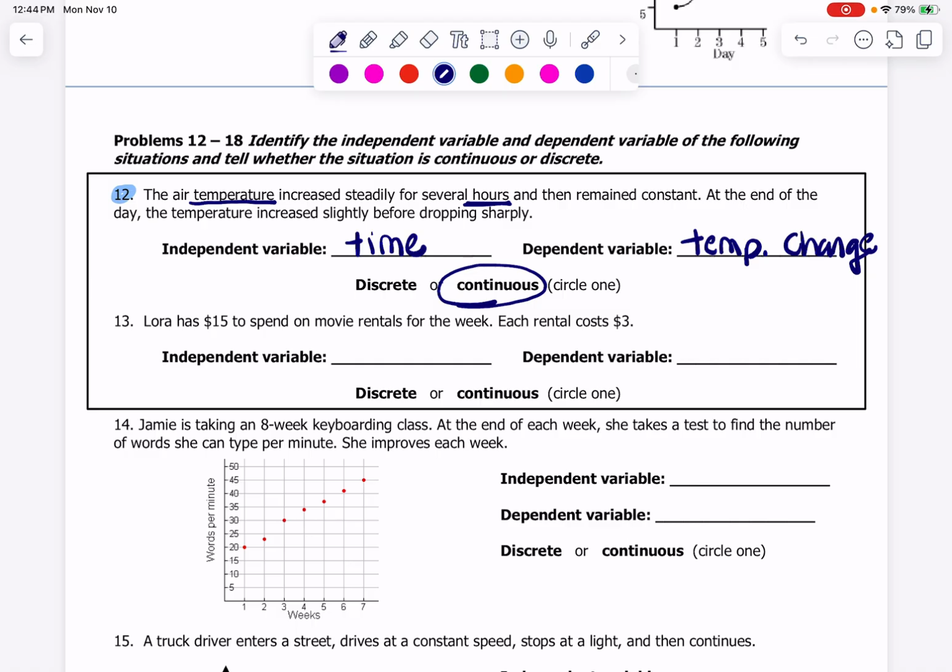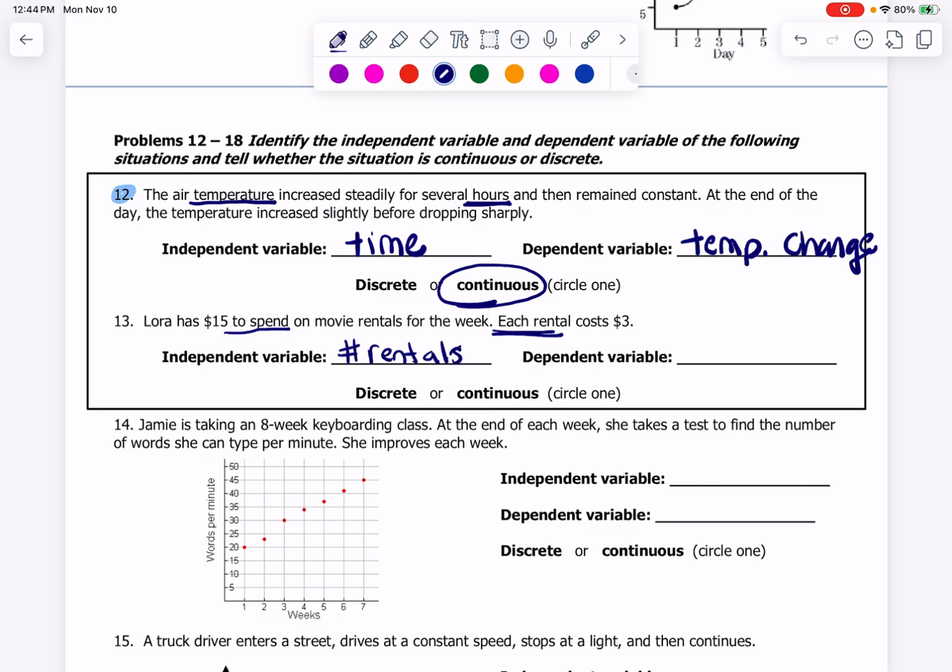Okay, let's look at my variables down here. I have $15 to spend on a movie, so money to spend. Each rental costs, so I have each rental, the number of rentals that I can buy. All right, so let's think. What do I get to decide? I don't get to decide how much money they're going to charge me. I can decide how much money I can bring, but they're going to charge me for each rental. So right here, the number of rentals is going to be my independent variable. That's what I get to decide.